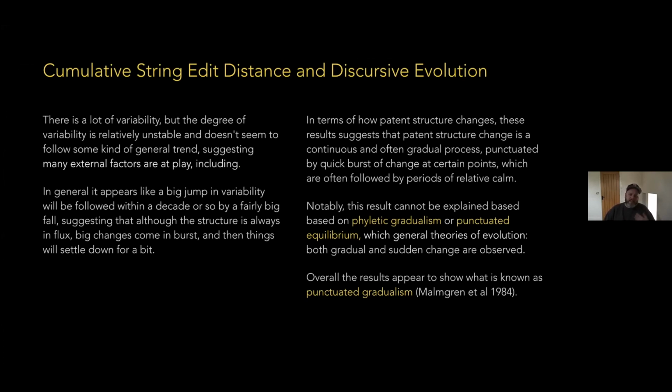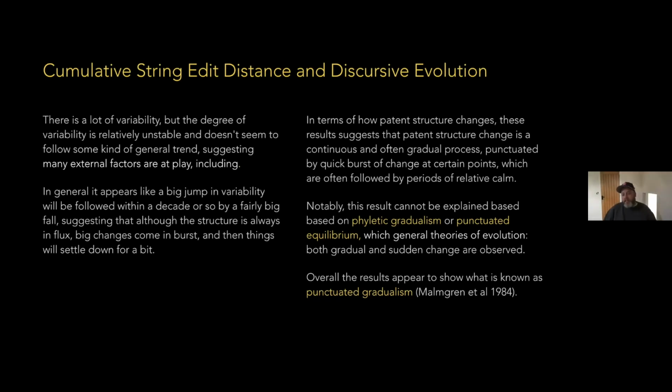It also appears that a really big jump in variability, when you get a really sharp slope on that last graph, is often followed within a decade or so by a fairly big fall, meaning that it really flattens out, right? So the variability drops, so you get a flatter curve. And that suggests that although the structure is always in flux, big changes, one, come in bursts, and two, things settle down a bit after the big change.